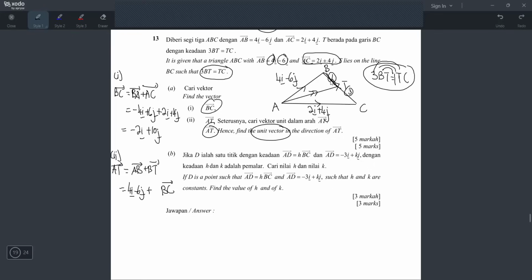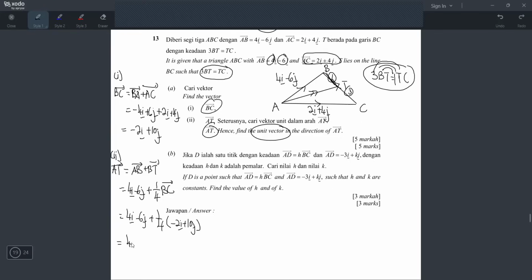So BT is actually 1 over 4 BC, because B to T is 1 portion, T to C is 3 portions, so total 4 portions. So B to T is 1 over 4 B to C, okay? Like that, right? So now you can write 4i minus 6j plus 1 over 4 BC. And BC you have already found just now, which is bracket negative 2i plus 10j.